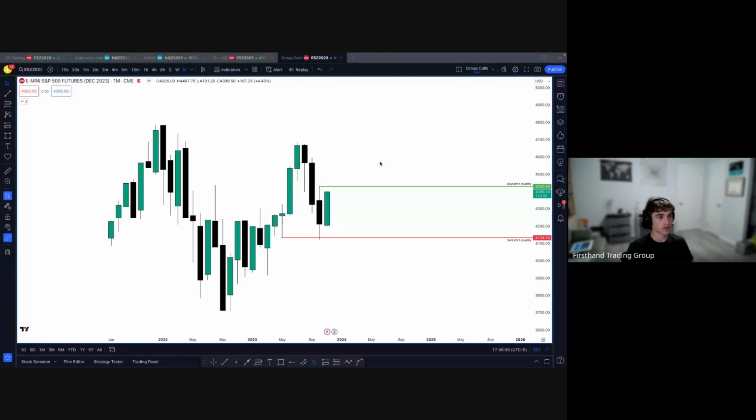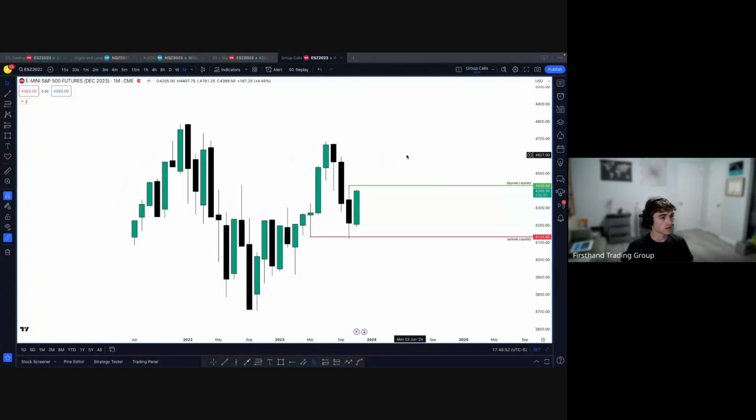Jump into ES real quick. Not a whole lot of new developments. Still just working up toward the buy side targets we discussed. I will start here on the monthly chart. So you can see in October, running down to purge sell side liquidity under May's monthly candle low, right down there, and then working back up into the range.